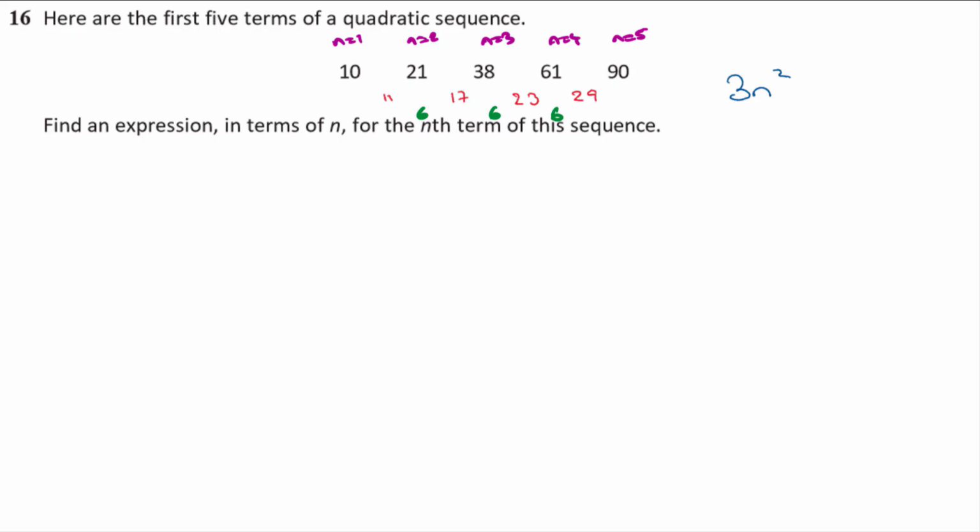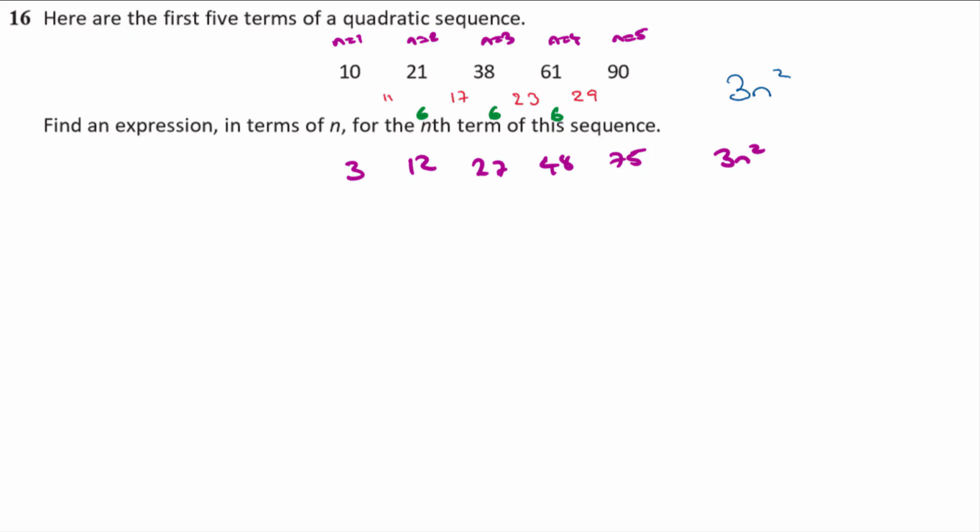It should be 3. When n is 2, 2 squared is 4 times 3 is 12. When n is 3, 3 squared is 9 times 3 is 27. And then 4, n squared is 16 times 3, 48. And then 5 is 25 times 3 is 75. So then you work out the differences between your original sequence and this sequence for 3n squared.